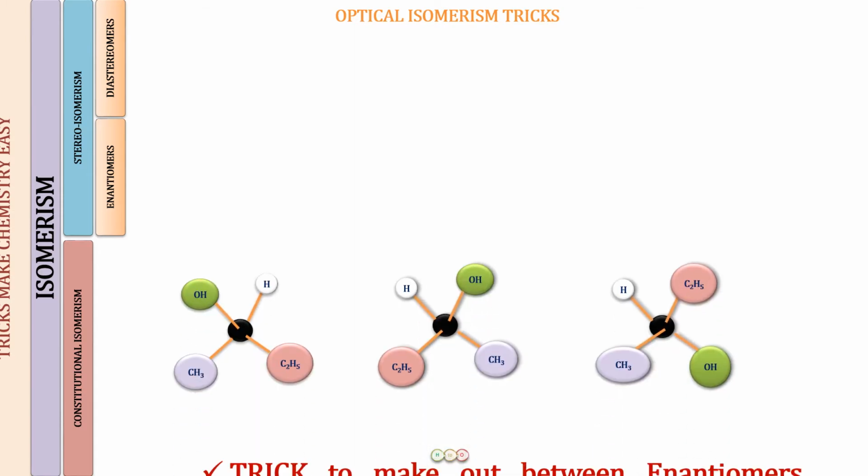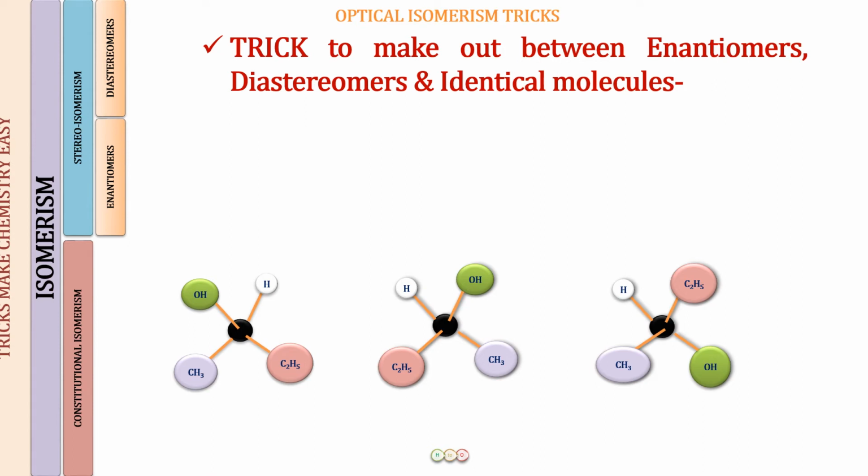These are the three structures, and I'm going to tell you the trick to make out between enantiomers and identical molecules in this case, because there is only one chirality center in the molecule. Here you will write their RS configuration. Let us do that first. I hope you all know how to write the RS configuration. If you do not, you can watch my detailed lectures on optical isomerism, where we have put out 8 lectures to help you understand the whole concept, and there you will learn the RS configuration also.